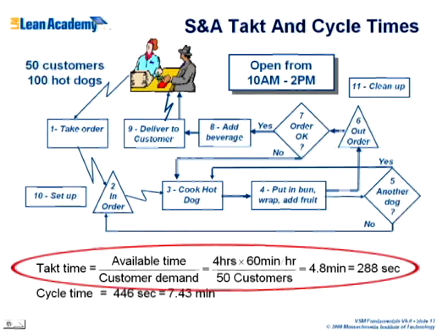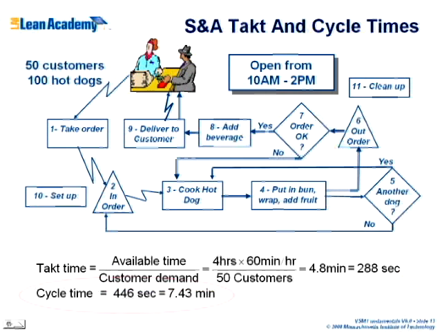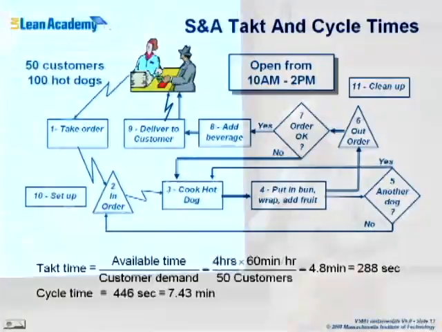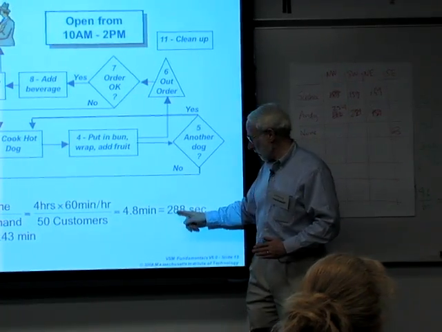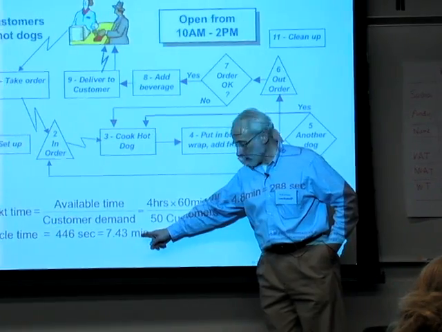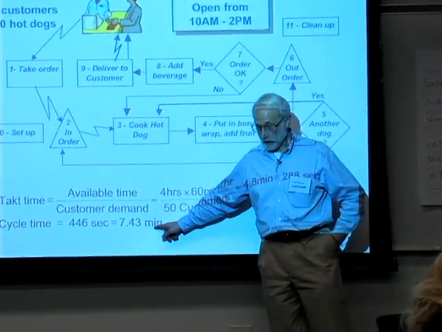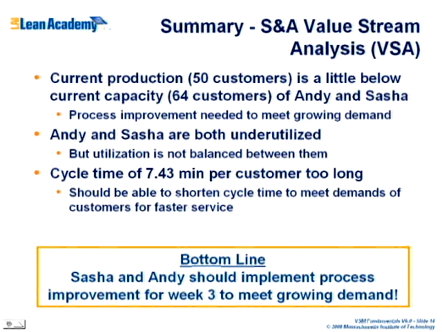Their takt time, we already computed up here, was 4.8 minutes. For 50 customers, they have to work at 4.8 minutes. Their cycle time is 446 seconds, which is 7.43 minutes. But remember that chart that had cycle time and balanced work, cycle time and takt time? So they got 2 employees, so they can both work in parallel. So that's why they can deliver a hot dog every 4.8 minutes, because this is really divided by 2 because they're both working.